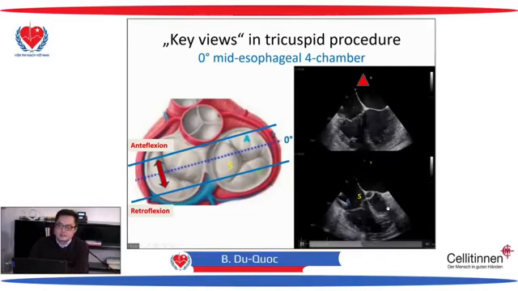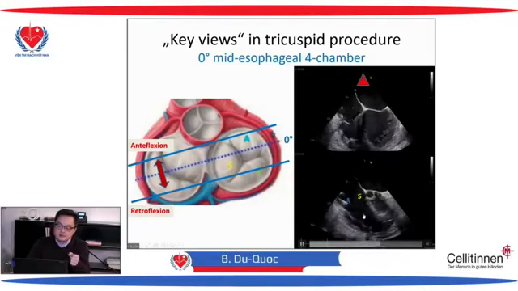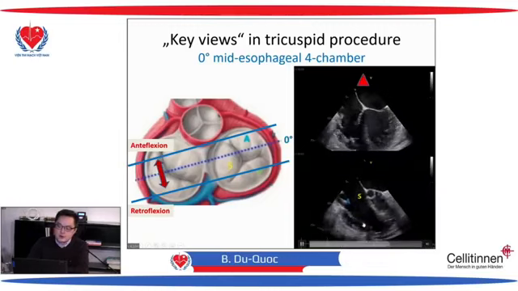Yes, and if you focus on the right ventricle, you have to rotate clockwise a little bit, and then you can focus your view on the right ventricle and can see here, for example, the anterior papillary muscle.